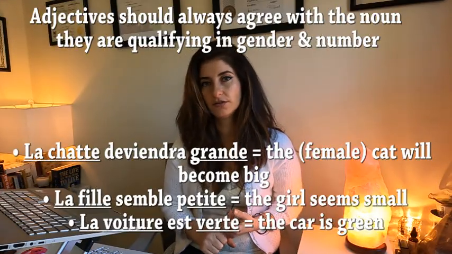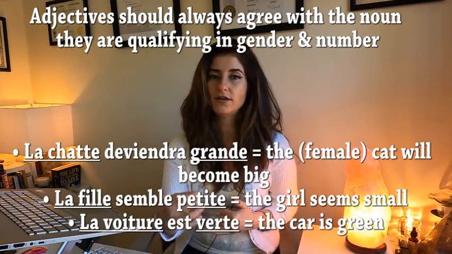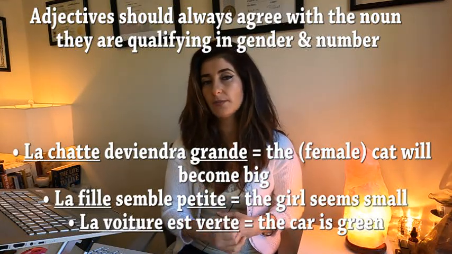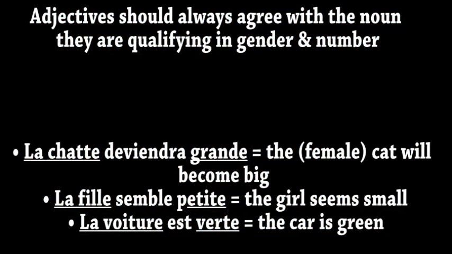And don't forget, the adjective always has to agree with the noun in both gender and number. So la chatte deviendra grande. So grand becomes grande. La fille semble petite. So petite, small, is linked to la fille, which is feminine, singular. La voiture est verte. So what is green? It's the car. The car is feminine, so green is also feminine.